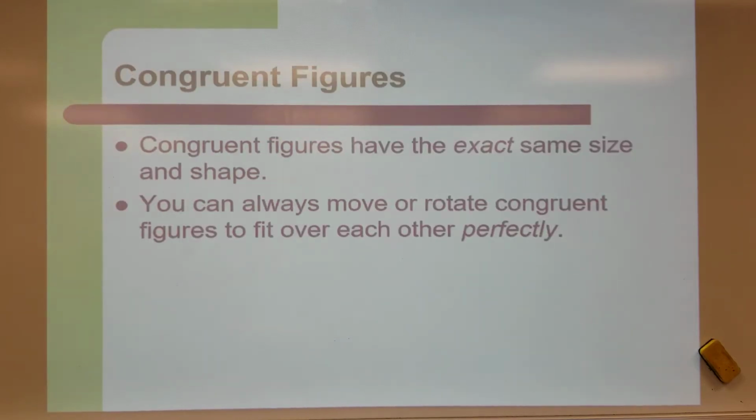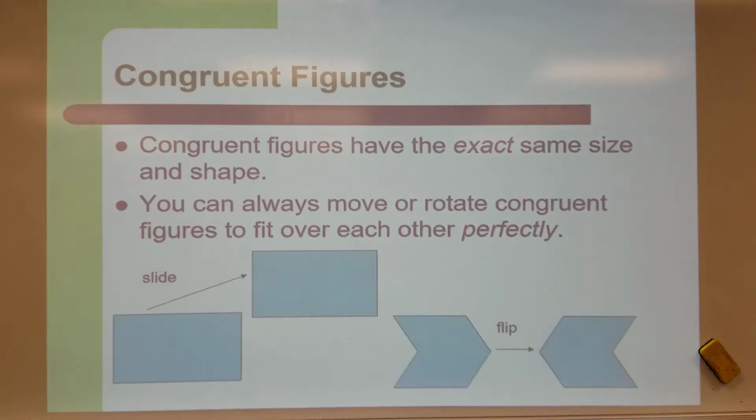So here is a functional definition, or formal definition perhaps, for congruent figures. Congruent figures basically have the same exact size, and they are the same exact shape. You can perform some kind of rigid motion to either move or rotate congruent figures to fit over one another perfectly. Maybe that rigid motion is something like a slide, where you can slide this rectangle on the left over this rectangle on the right, or maybe you can flip this figure.